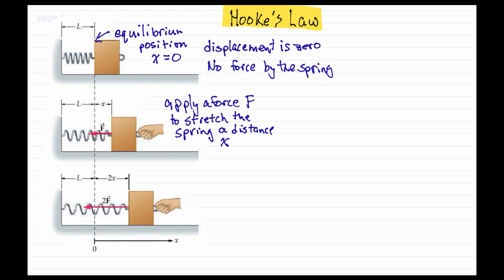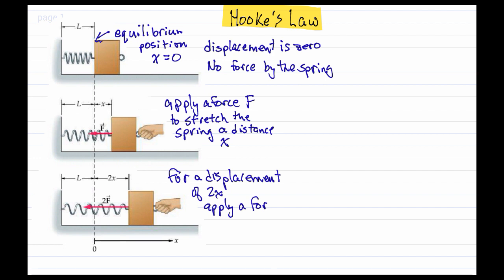So for a displacement of 2x, we have to apply a force of 2F. So this x is in relation to the previous diagram, this x here. So these two x's are the same, it's just 2x is twice the amount. So we can summarize all of this into a nice equation. First of all, you can notice that the amount of force is proportional to the displacement.